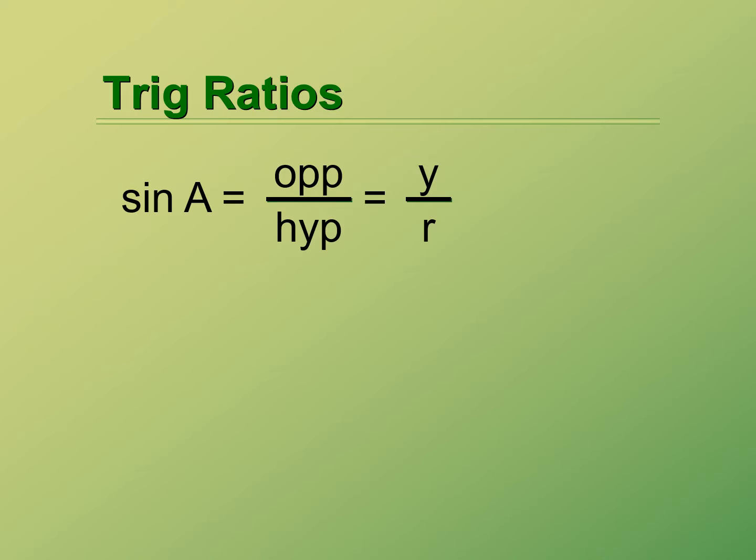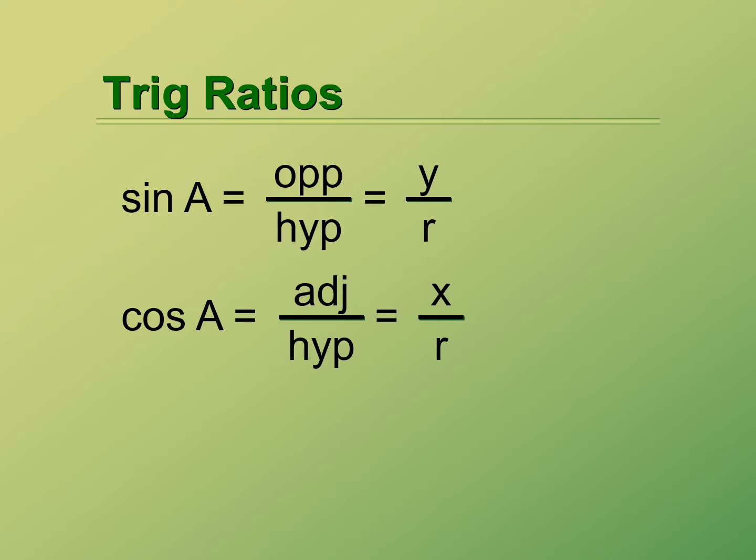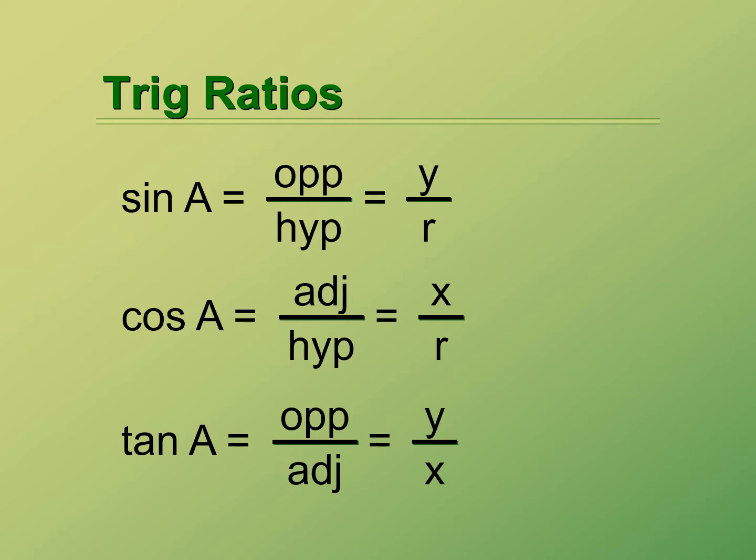So again, sine, which we learned as opposite over hypotenuse. Remember, opposite is y and hypotenuse is your radius. So sine is really y over r. Cosine is x over r. And tangent is y over x. So those are our trig ratios for the Cartesian plane.